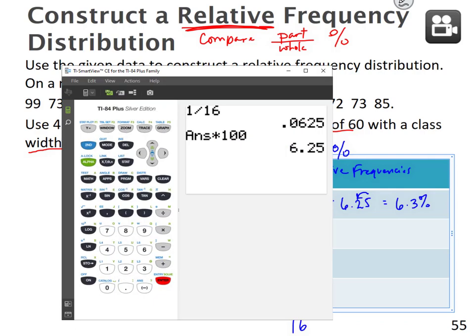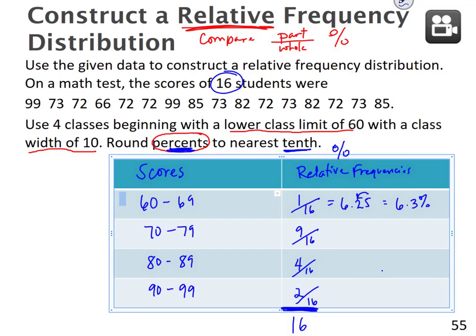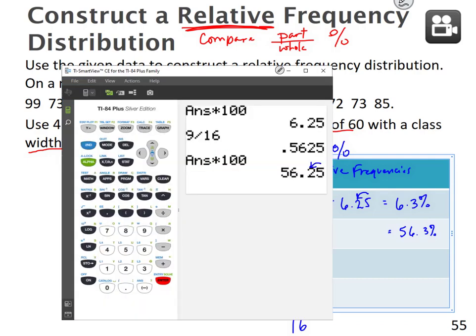And then we just keep doing it. So on the calculator again, 9 divided by 16. If you want to multiply times 100 or move the decimal 2 places, 56.25. So again, the 5 is going to make the 2 go up. So I'm going to write 56.3%. Same thing with 4 divided by 16.